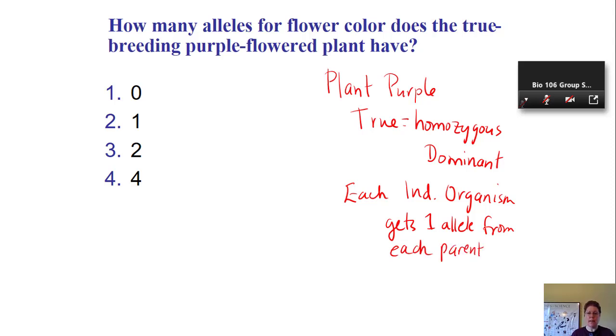Or they can be alike or different. In this case, that true breeding purple flowered plant, because it's homozygous, has 2 that are the same. So how many alleles for flower color does a true breeding purple flowered plant have? 2.